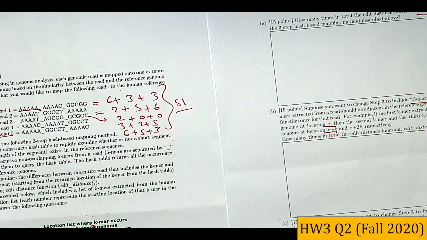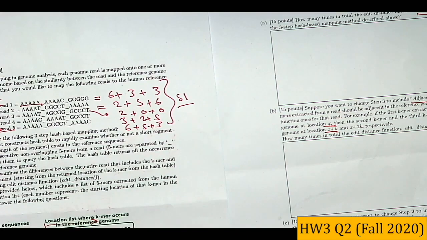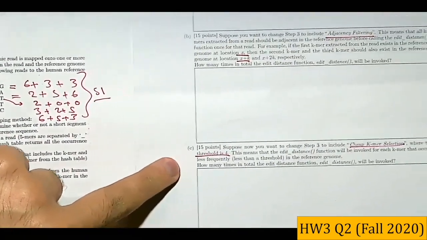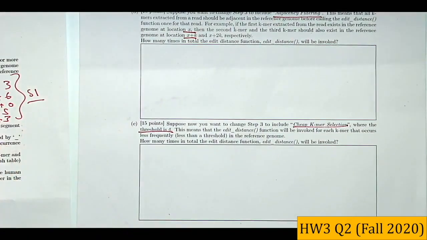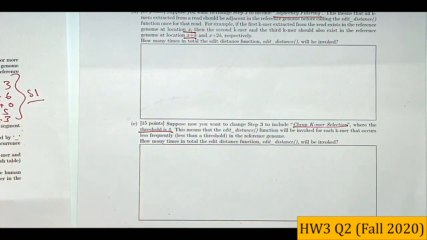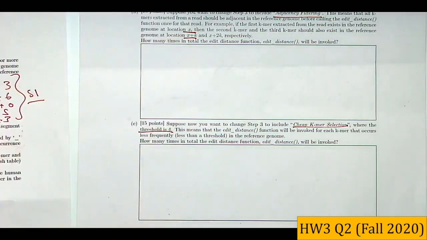It says you have a threshold, and whenever you have more locations than the threshold, you just ignore this Kamer, or you don't perform edit distance. As easy as this. And what's the threshold here? The threshold is set to be 4 here. So now the question: do we need to apply this cheap K-mer selection on the solution we performed in B or A? Why?